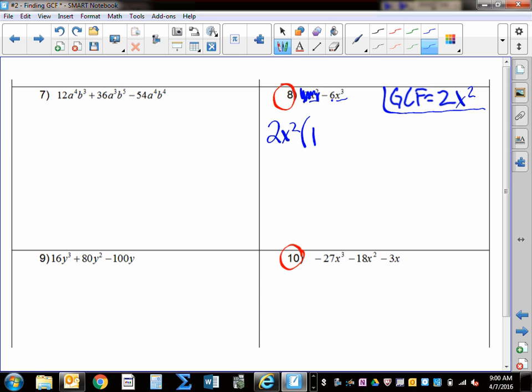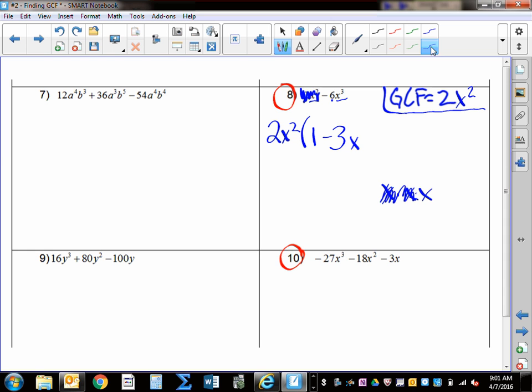Alright. Now, negative 6 divided by 2. Negative 3. Good. And x cubed divided by x squared? Just x. If I have x cubed, that's x times x times x. Well, how many did I take out? I took out both of these guys. How many x's are there? Yeah, it's just an x there, just x to the first.